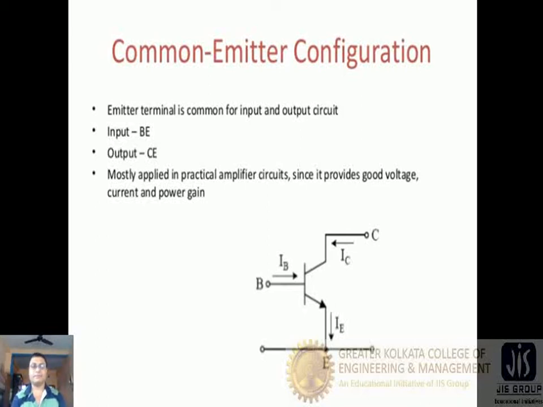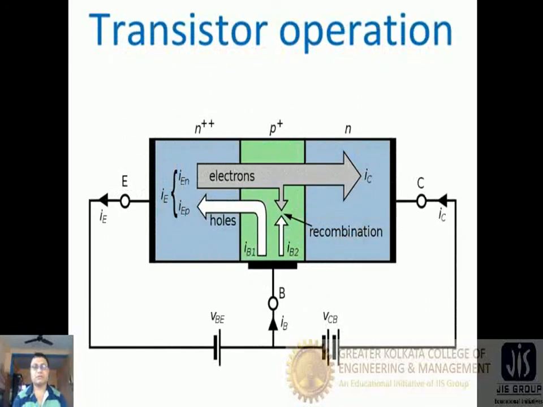So now comes the part of operation of the transistor, how the transistor operates or how the transistor works. It is the NPN transistor: the emitter, the base and the collector. So the emitter is highly doped material where the electron concentration is very high. That is why it is the N plus.